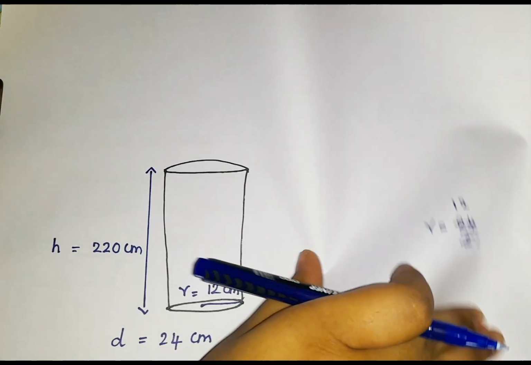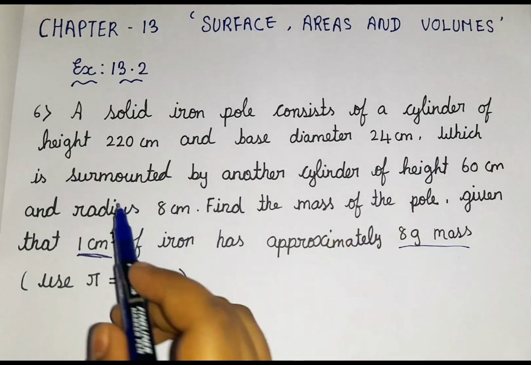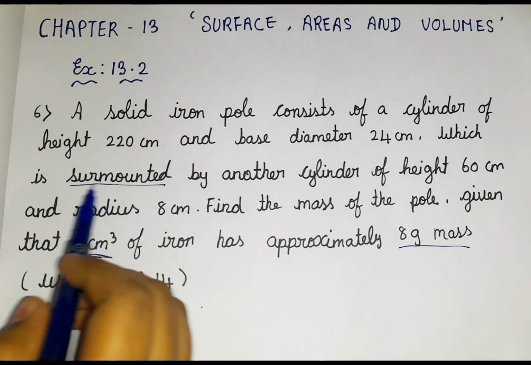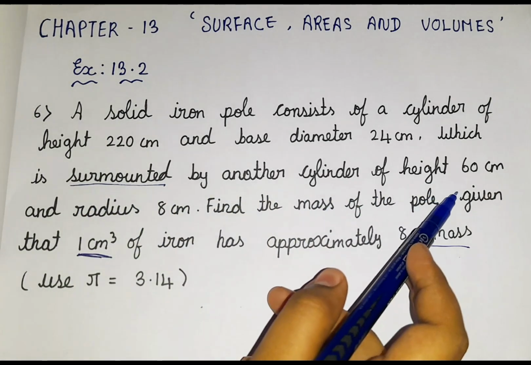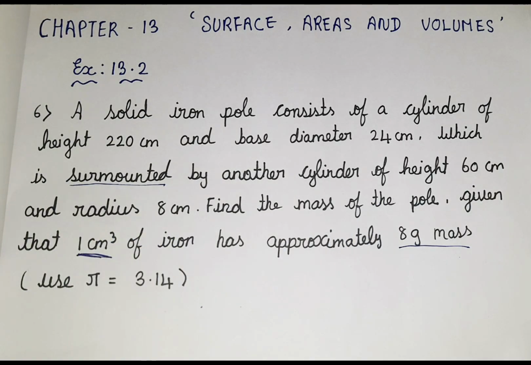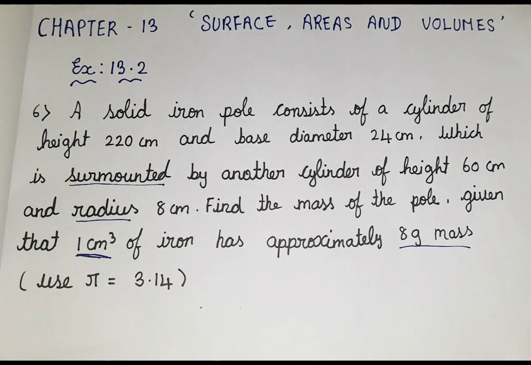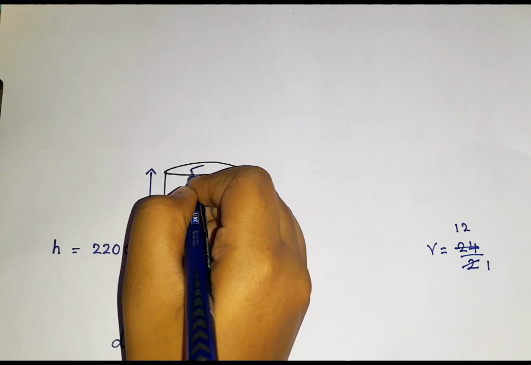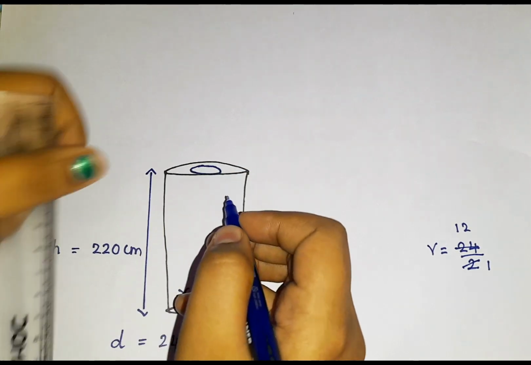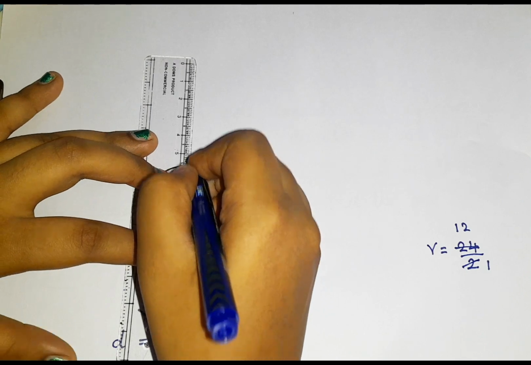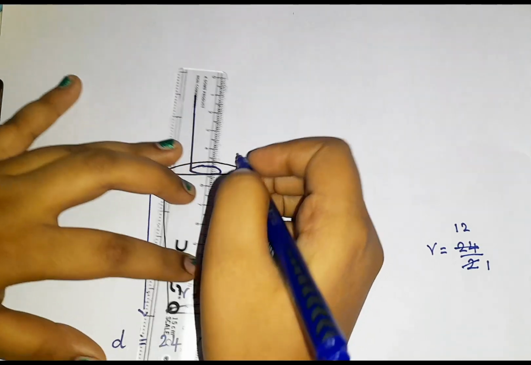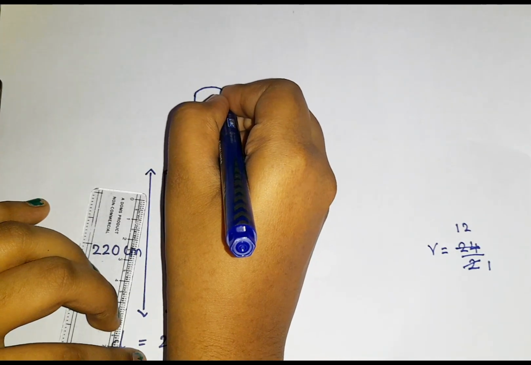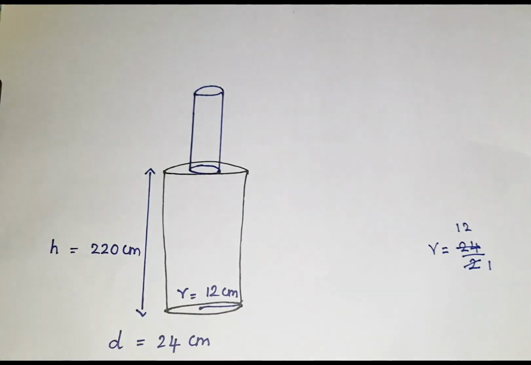Okay, now let us read further. Okay guys, so which is surmounted? Surmounted means top, attached to the cylinder, which is surmounted by another cylinder of height 60 centimeter and radius 8 centimeter. Okay, so here they mentioned radius directly. So surmounted means it looks something like this. So we are supposed to draw another cylinder. It is a pole, right? That's why it's like this. Okay, so this is another cylinder.